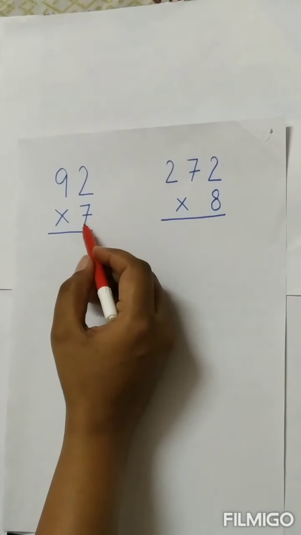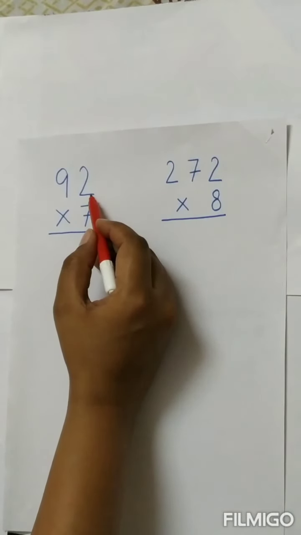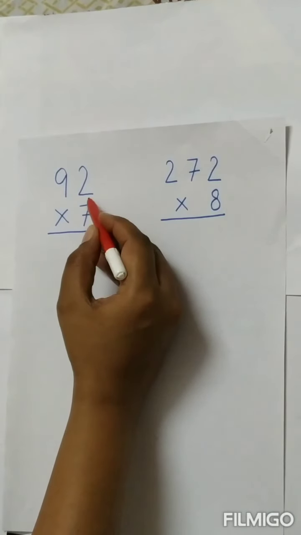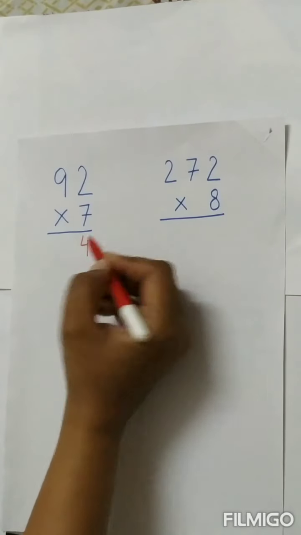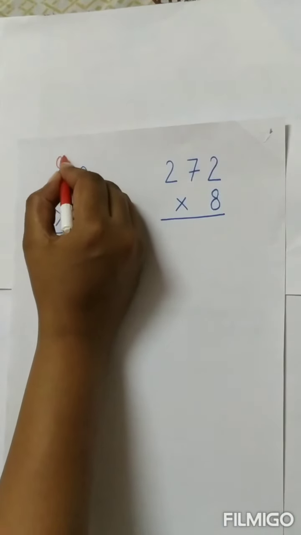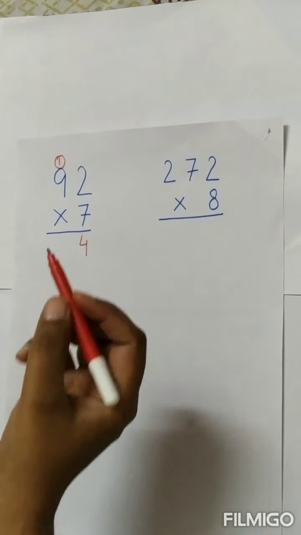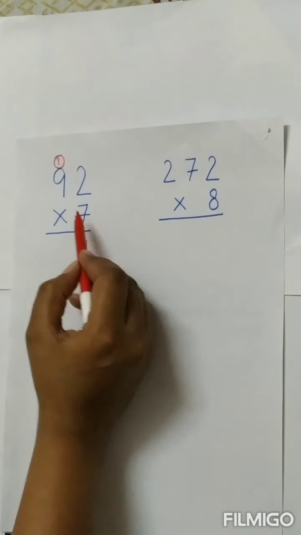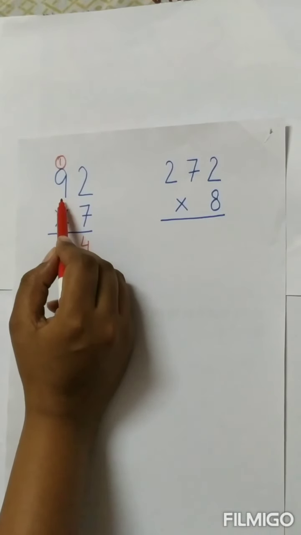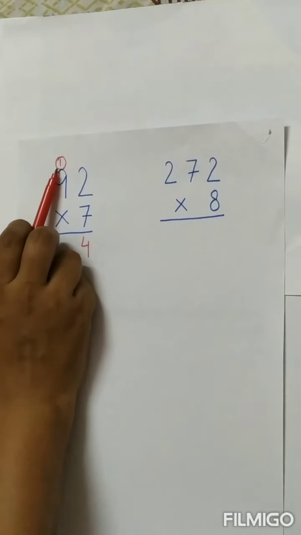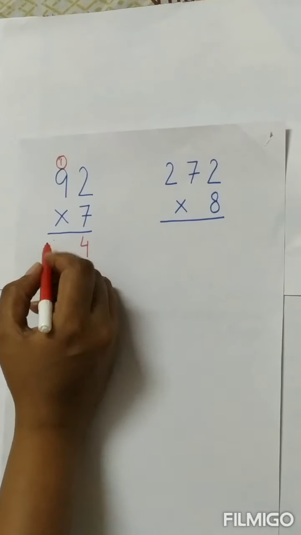So we will multiply this multiplier with the ones place first of this number, multiplicand. So what is 7 twos? 7 twos is 14. So we will write 4 over here and 1 will be carried over on the next place. Then we will multiply this number by the tens place number. So 7 nines is 63. Now add this 1 to the 63, it will become 64.